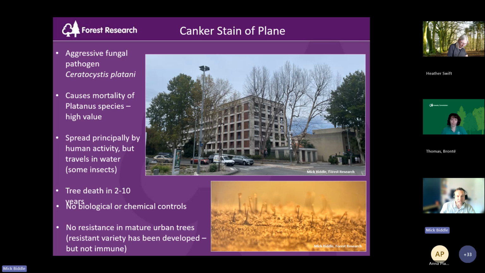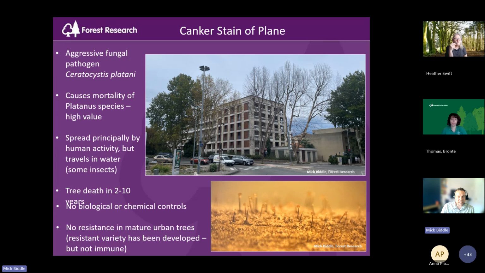It causes mortality of plane species, particularly London plane and Oriental plane, less so the American Occidentalis. It's spread principally by human activity. It can produce spores. That's pictures of the perithecia at the bottom right there. But principally it's spread by human activity, and it can travel in water. And then some insects have been shown to be able to spread this disease as well, although the plane lacebug doesn't appear to spread the disease. So that's some good news.